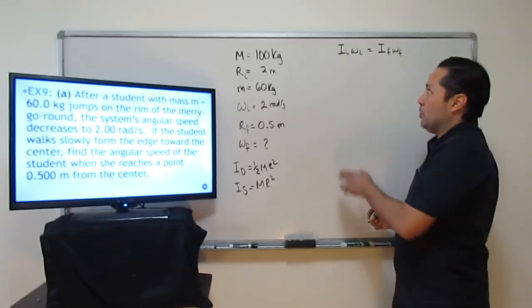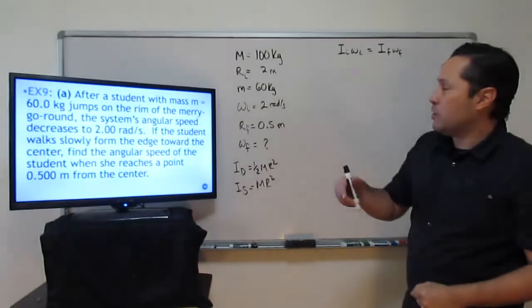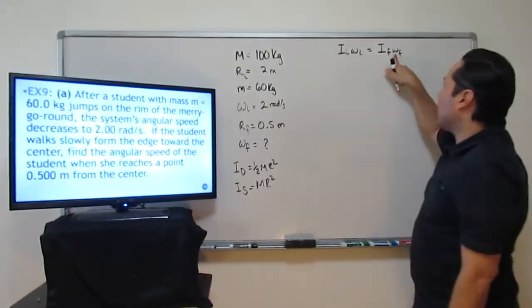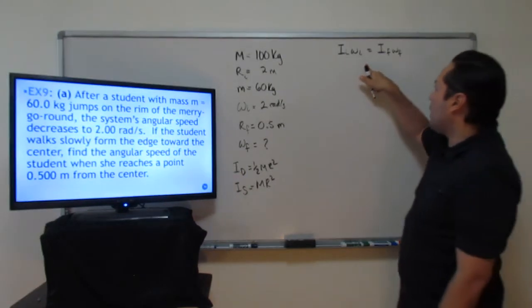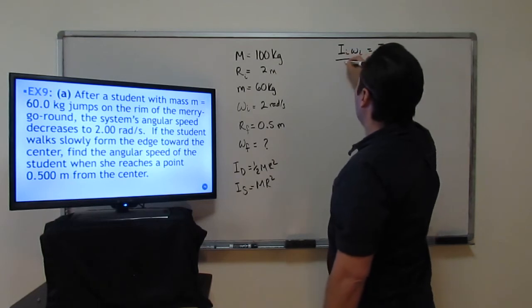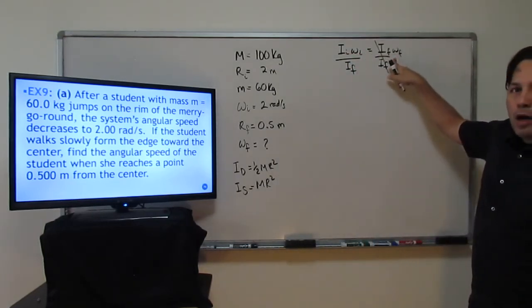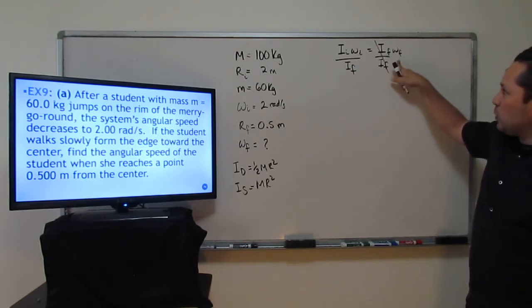That will be moment of inertia. So the I here is really two things, the disk and the student. So to figure out the angular speed final, we're simply going to divide by I on both sides. So it will look like so. And that will cancel out, giving us our angular speed final, which is what we're looking for.